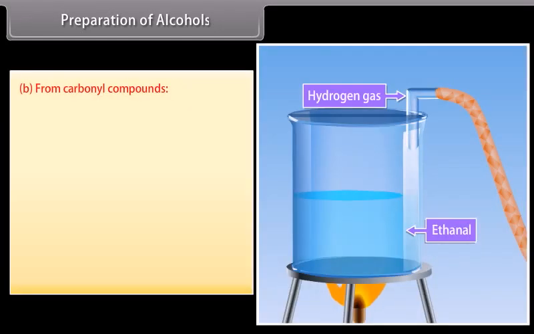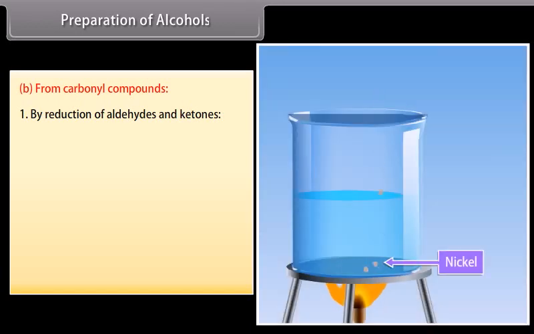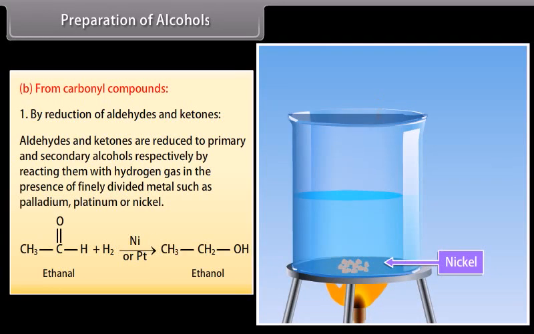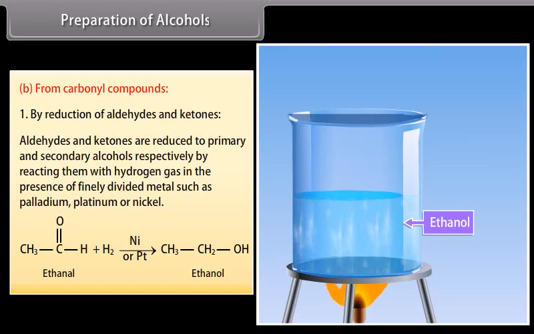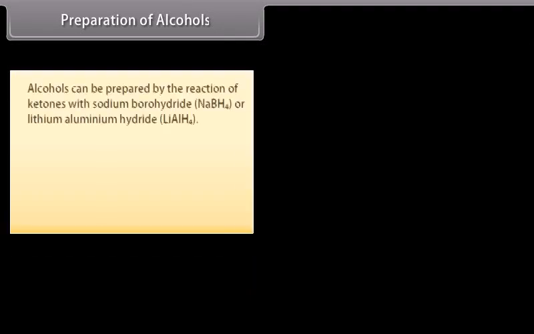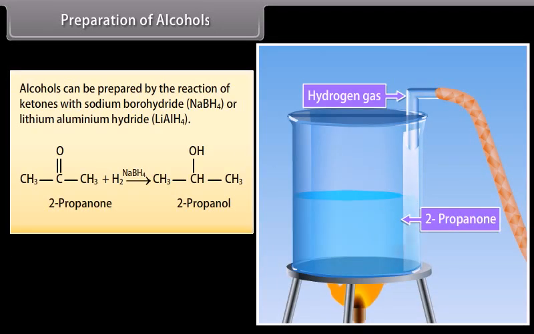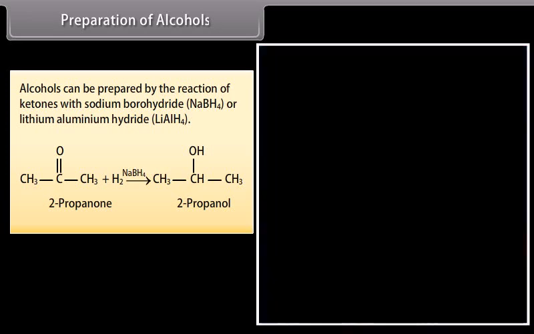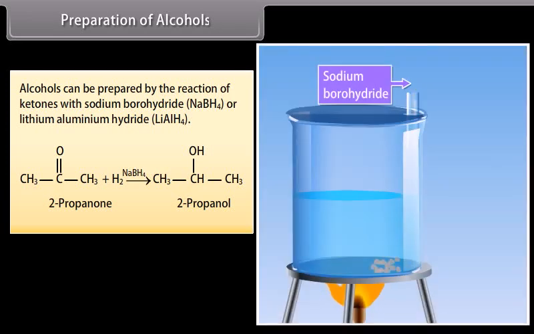Preparation of alcohols from carbonyl compounds by reduction of aldehydes and ketones. Aldehydes and ketones are reduced to primary and secondary alcohols respectively by reacting them with hydrogen gas in the presence of finely divided metal such as palladium, platinum, or nickel. Alcohols can be prepared by the reaction of ketones with sodium borohydride or lithium aluminium hydride.